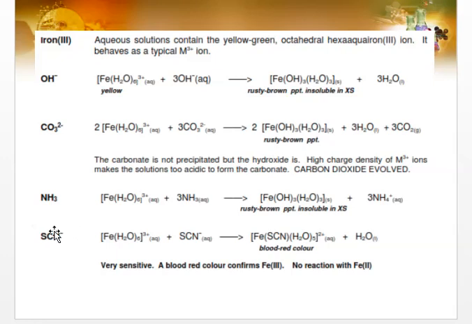Ammonia. With ammonia, our ferrum can react with the preparation of the rusty brown precipitate, and at last with the rhodanide. With the rhodanide, we can prepare a blood red color. This is a blood red color, very sensitive. A blood red color confirms the ferrum 3+ ion. No reaction with the ferrum 2+.